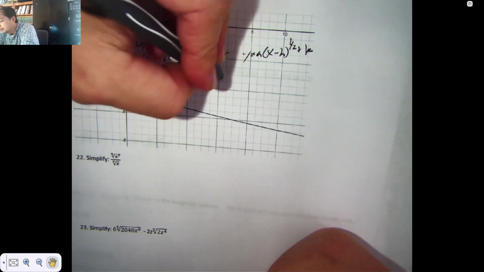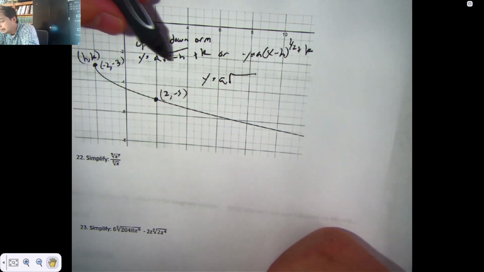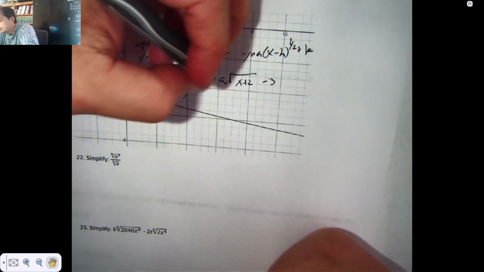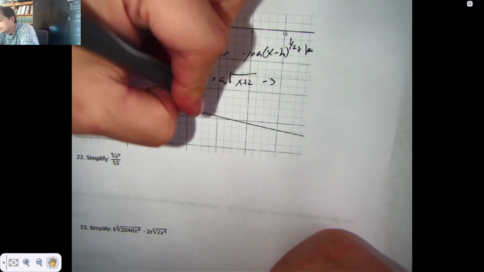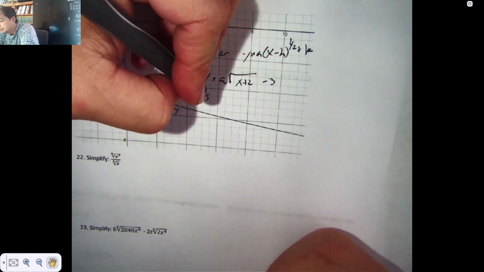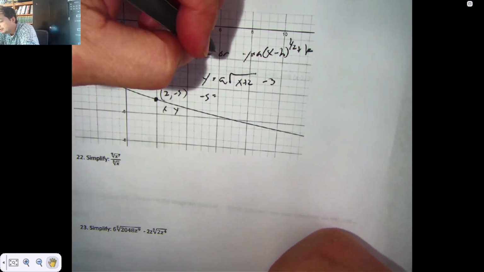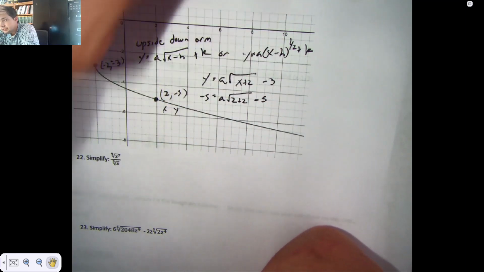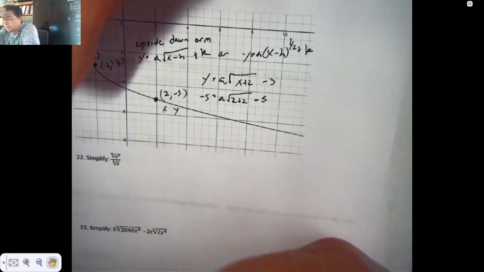A value is unknown. Square root of x minus a -2, that becomes plus 2, and then minus 3. And now I need a, so I plug in my x's and my y's. -5 is a times the root of 2 plus 2, minus 5. 2 plus 2 is 4. The square root of 4 is 2. So 2a minus 5.